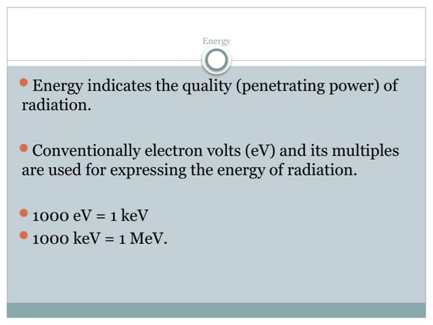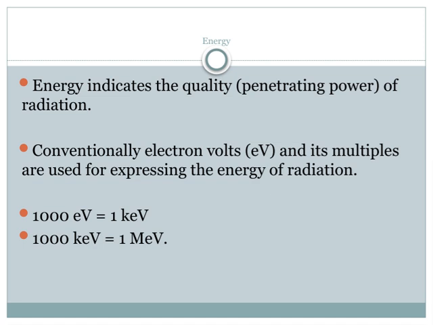Energy indicates the quality or penetrating power of radiation. When we talk about radiation, a key factor that determines how deeply it can penetrate materials is its energy. Now, to express this energy, we typically use units called electron volts, or eV. These units help us measure the amount of energy carried by individual particles of radiation.